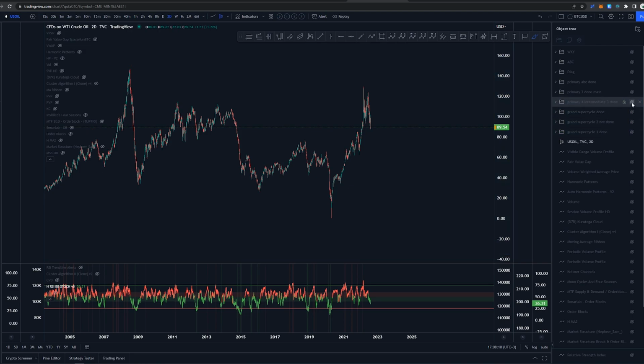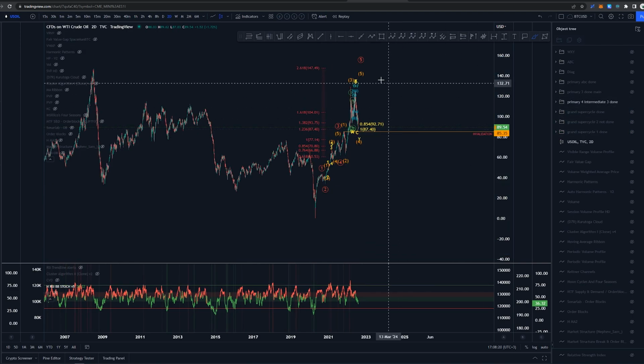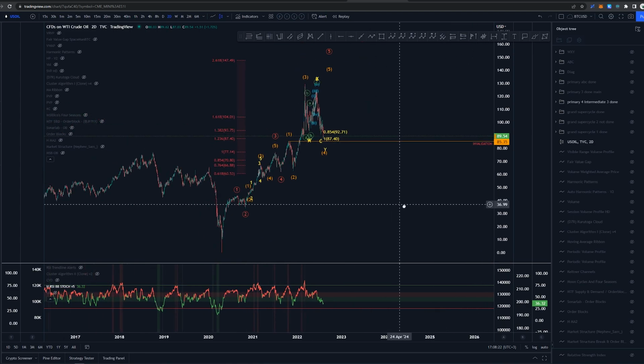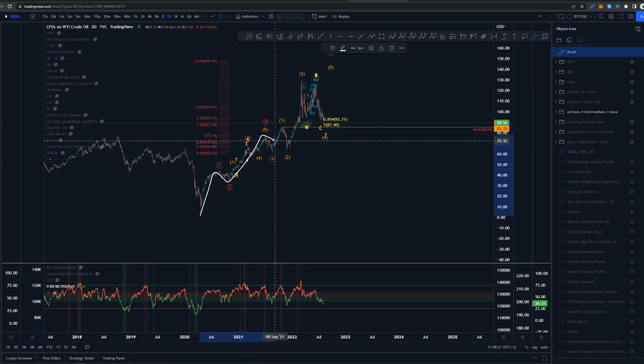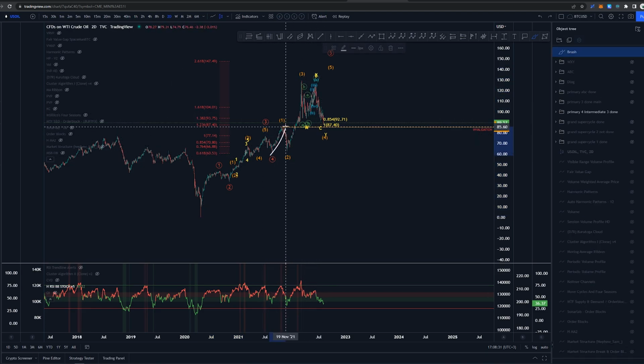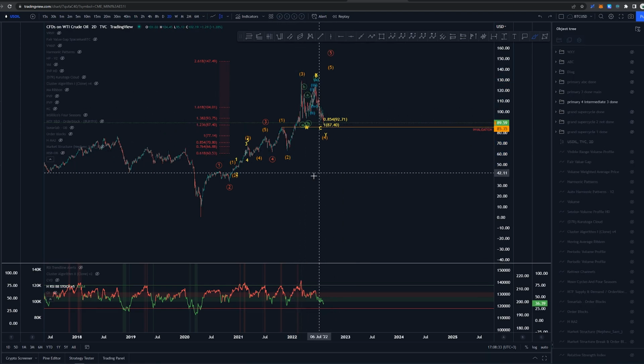Okay, so keeping those ideas in mind, we have an impulse wave possibility in which we have this as 1, 2, 3, 4, and then looking for a 5th here. I'll label this as 1, 2, 3, 4, 5. I don't think this is the right look though, as we have a very large wave 3 compared to anything else.